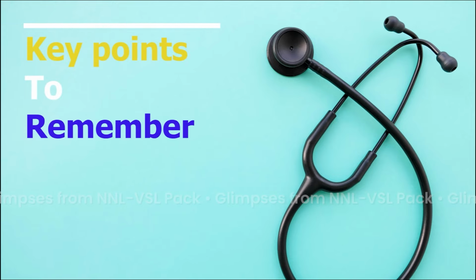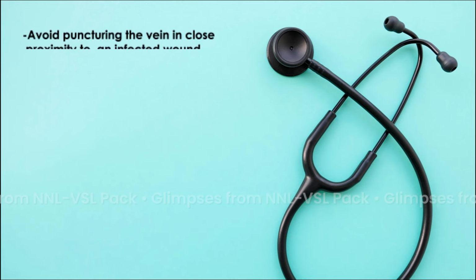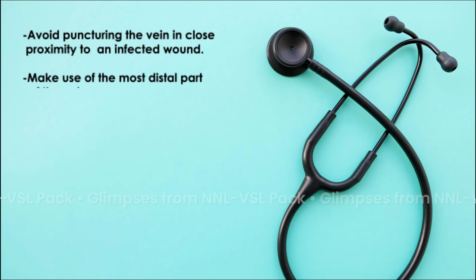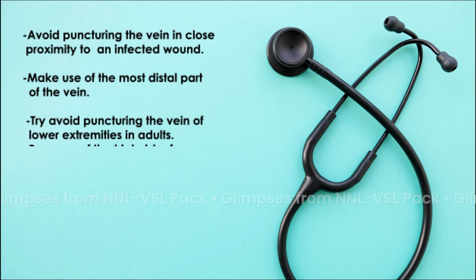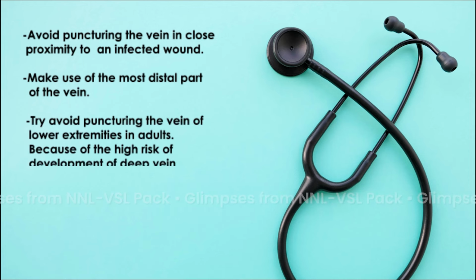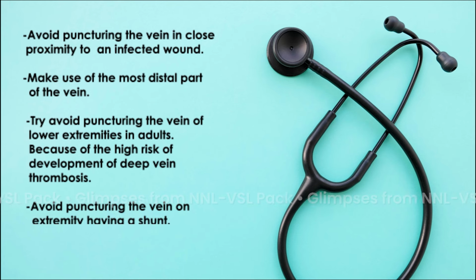Key points to remember. Avoid puncturing the vein in close proximity to an infected wound. Make use of the most distal part of the vein. Try to avoid puncturing the vein of lower extremities in adults because of the high risk of development of deep vein thrombosis. Avoid puncturing the vein on extremity having a shunt.